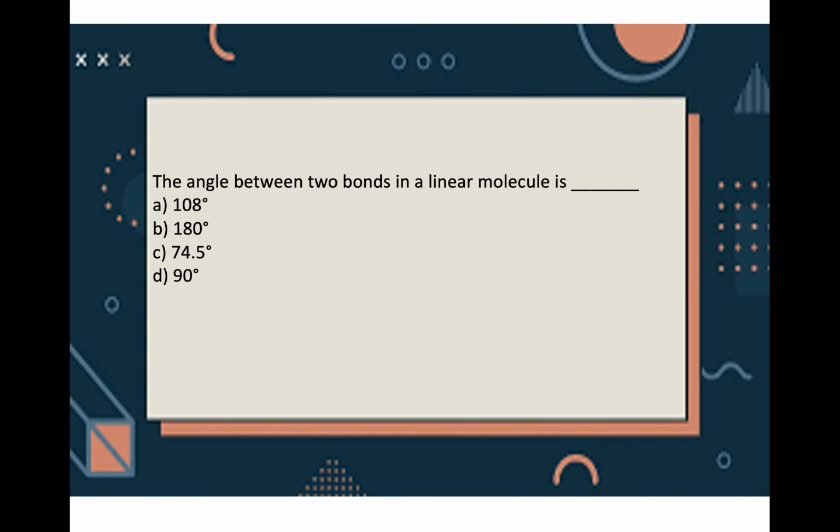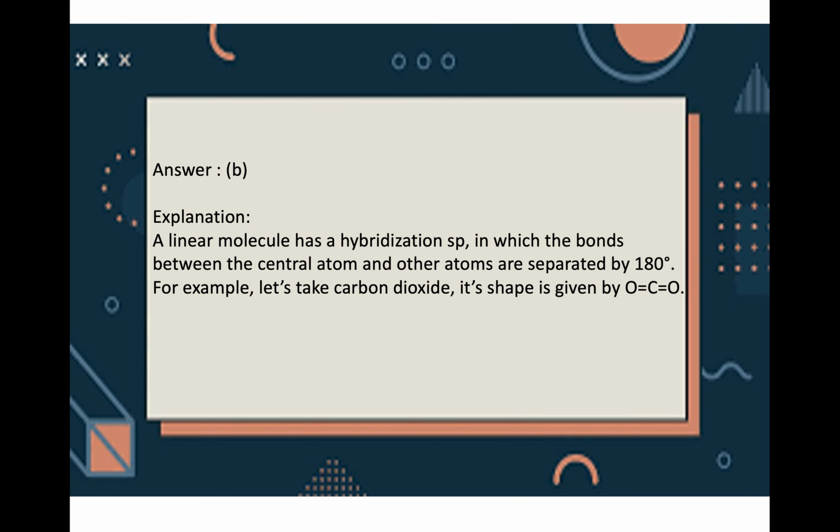What is the angle between 2 bonds in a linear molecule: 109, 180, 74.5 or 90? The option is B. You know, linear means a straight line, and the angle is always 180 degrees. It has sp hybridization, where the bonds between the central atom and other atoms are separated by 180 degrees. If you take carbon dioxide, the shape is given by O double bond C double bond O.